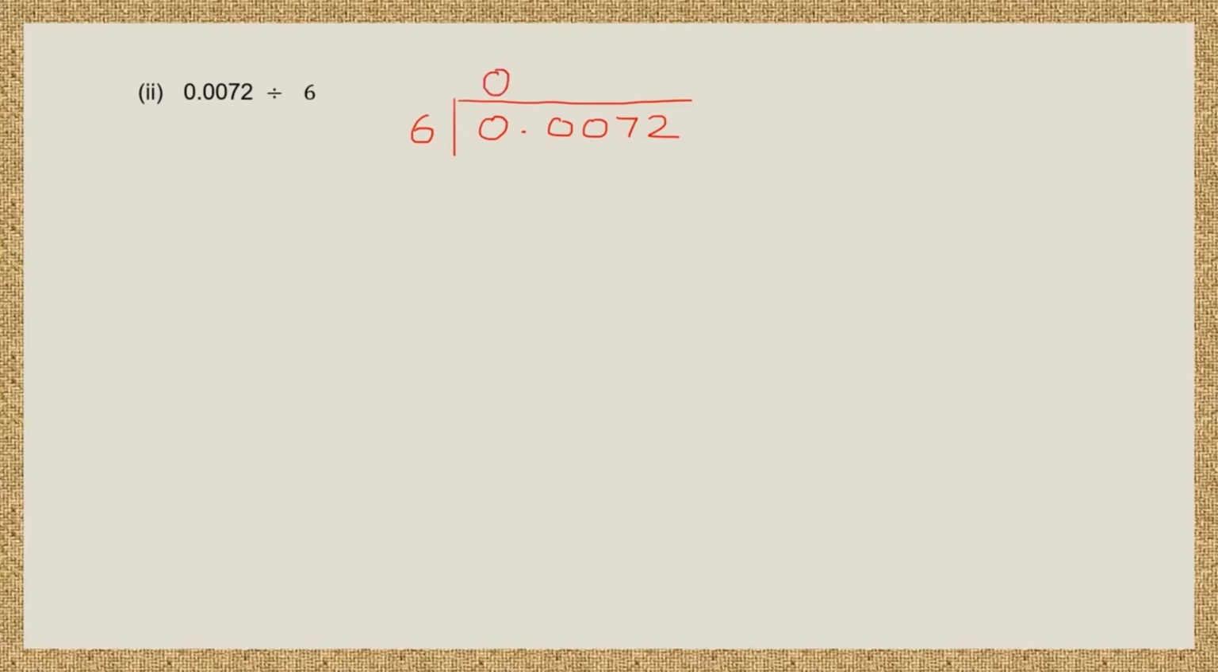I carry my decimal point on top, I put it there. Then I go on to the next digit, which is 0, so I put 0 again. Next digit also 0. Now I have 7, so I can do that division. 6 ones are 6, minus, 1. I bring down this 2. So my number now is 12. 6 twos are 12, minus.